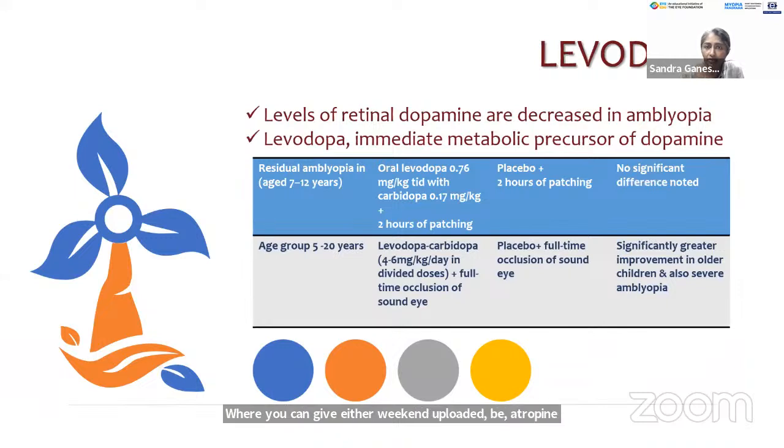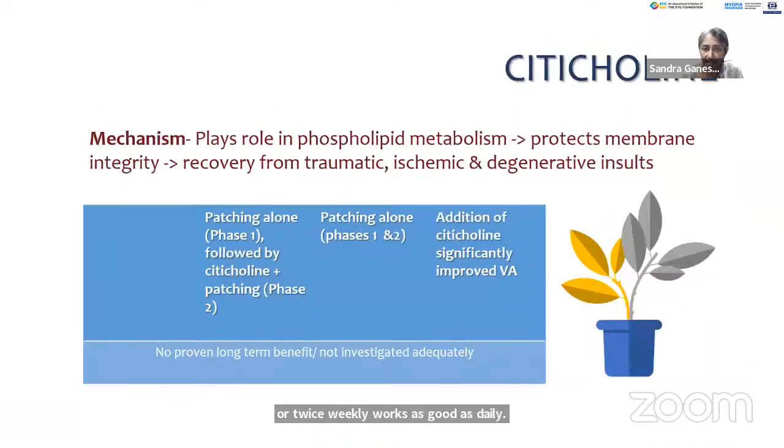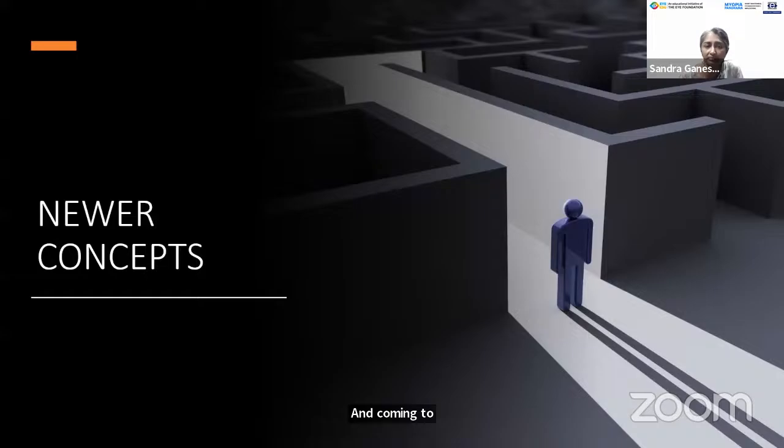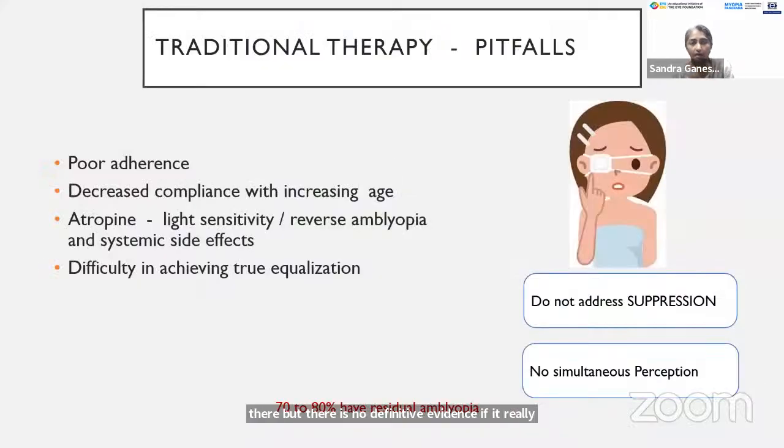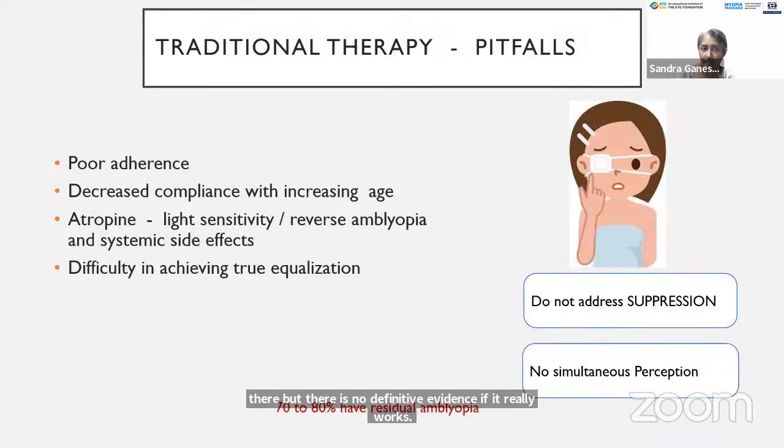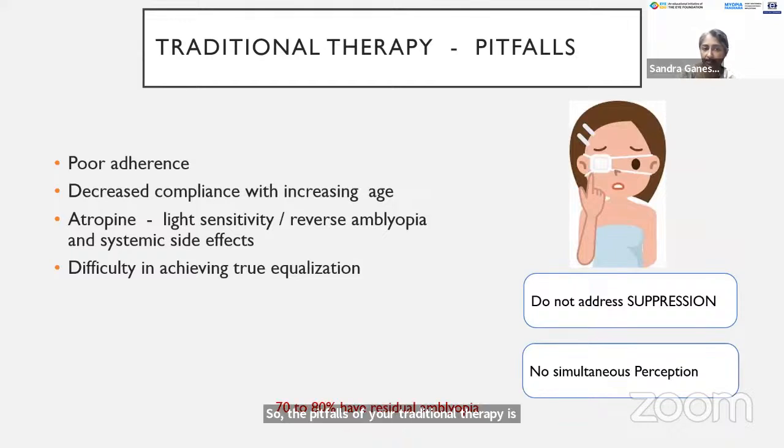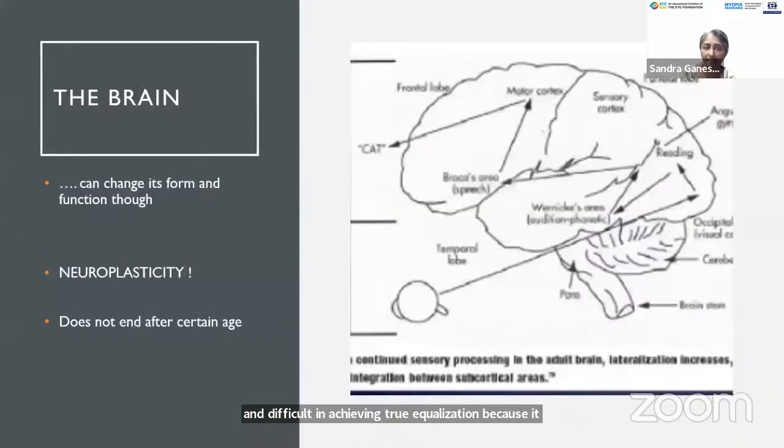And coming to levodopa and citicoline, a lot of studies are there, but there is no definitive evidence if it really works. So the pitfalls of your traditional therapy are decreased compliance, light sensitivity with atropine, and difficulty in achieving true equalization because it does not address suppression. And many of them do have residual amblyopia also. The good news is the brain has neuroplasticity and it can change its form and function.